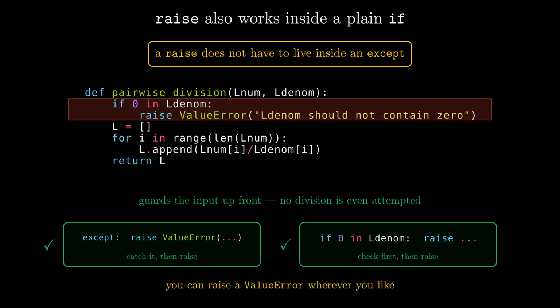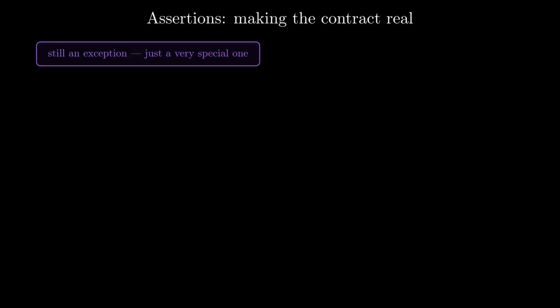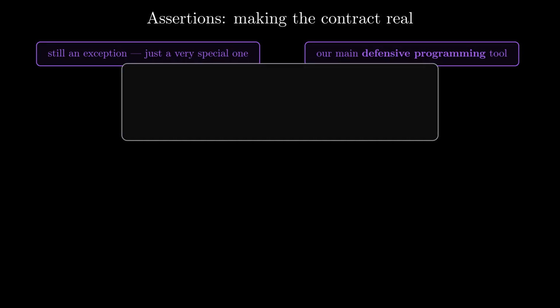You can raise value errors wherever you'd like. Now for assertions. An assertion is still an exception that gets raised, just a very special type, one we mostly use as a defensive programming tool.